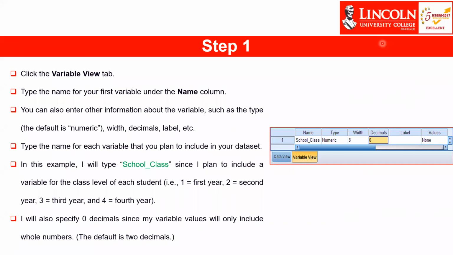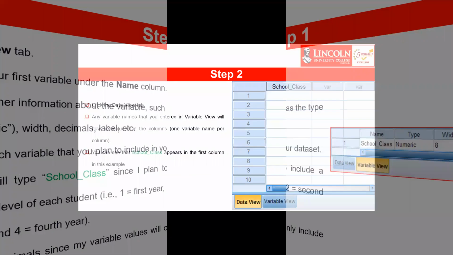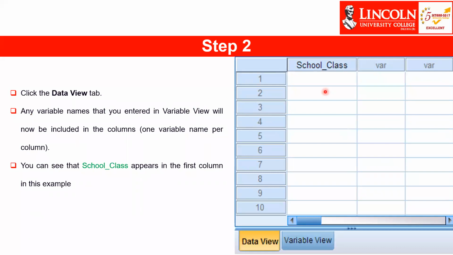So that is the first step. The second step is that you have created your variable. So next thing is to enter some data into it. But for you to enter data into that particular variable, you need to switch to your data view. To do that, you click on the data view tab. Any variable names that you entered in variable view will now be included in columns.